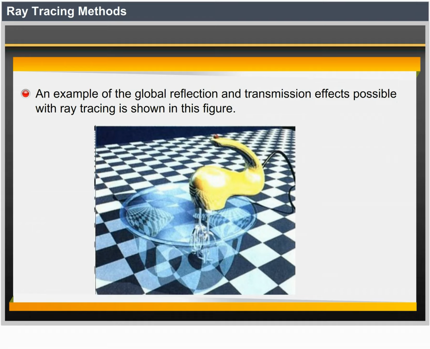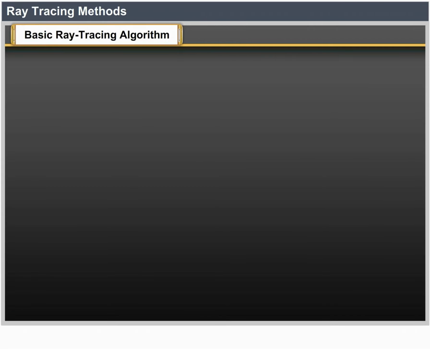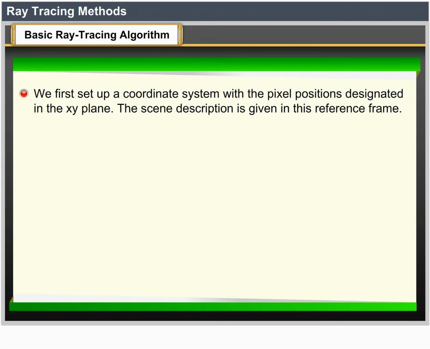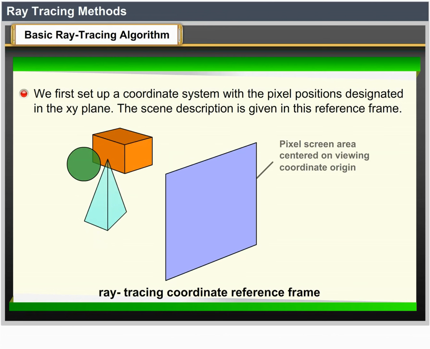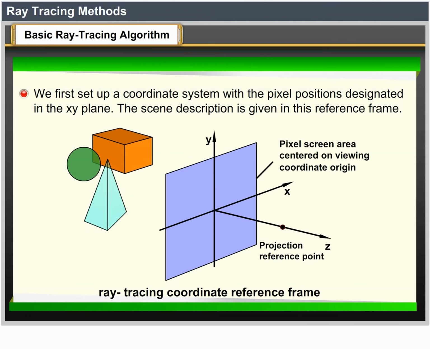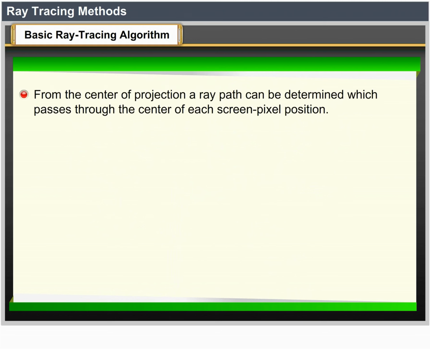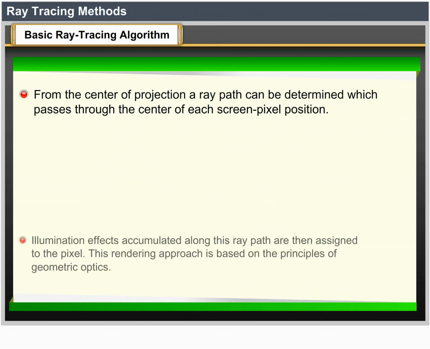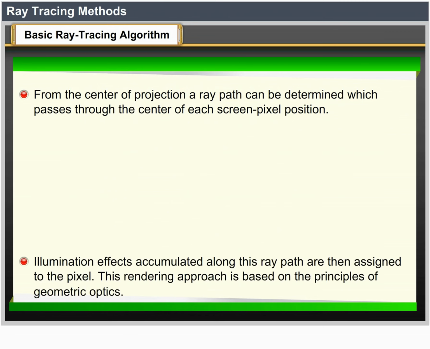Basic ray tracing algorithm. We first set up a coordinate system with the pixel positions designated in the XY plane. The scene description is given in this reference frame. Refer to the figure. From the center of projection, we then determine a ray path that passes through the center of each screen pixel position. Illumination effects accumulated along this ray path are then assigned to the pixel.